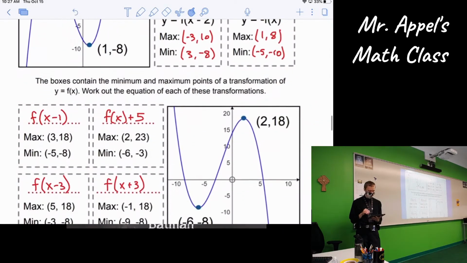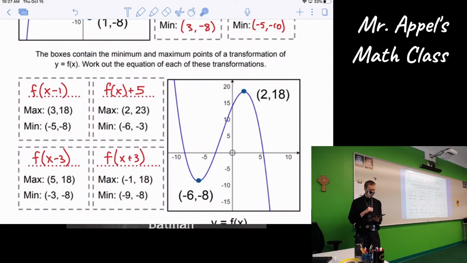Next one, same but opposite. They give you the new max and mins, you find the transformation that caused it. So to go from 2,18 to 3,18, we just had to move to the right 1, which means x minus 1. To go from 2,18 to 2,23, we added 5 to the whole thing. So +5 outside the parentheses.